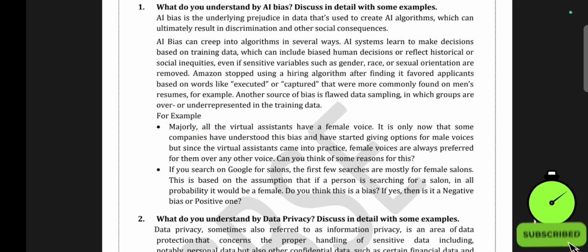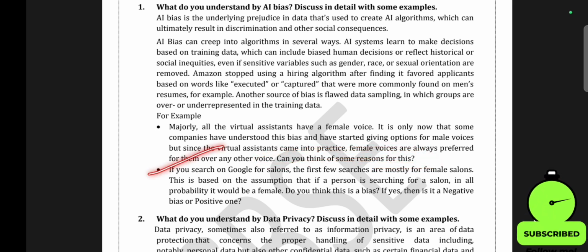Majorly, all the virtual assistants have a female voice. It is only now that some companies have understood this bias and have started giving options for a male voice. But since virtual assistants came into practice, a female voice is always preferred for them over any other voice. Can you think of some reason for this?